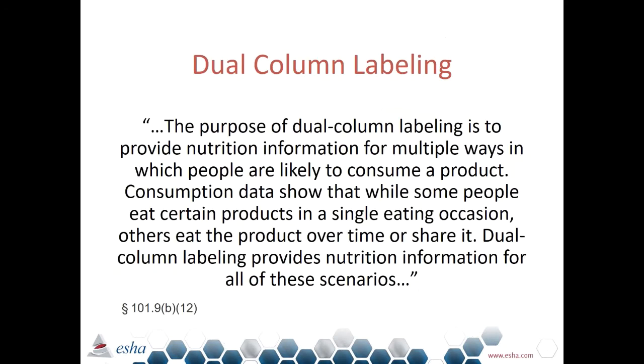So let's dive into this whole dual column labeling. What is the purpose of dual column labeling? According to the CFR, the purpose of dual column labeling is to provide nutrition information for multiple ways in which people are likely to consume a product. Consumption data show that while some people eat certain products in a single eating occasion, others may eat the product over time or share it. Dual column labeling provides nutrition information for all of these scenarios. So that's the basis of where we get started here.